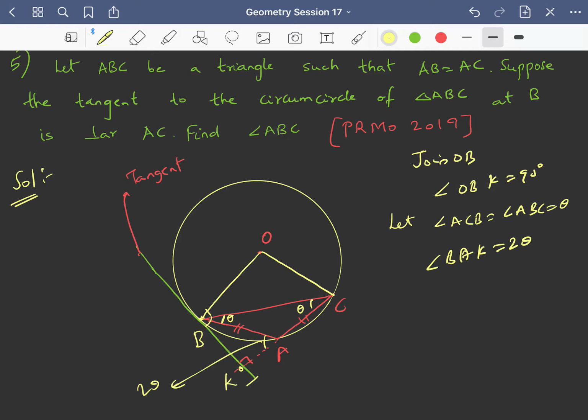So now pause the video and try this problem again. Now it is a lot simpler. Now you should be able to do this. Just pause this and try it again.